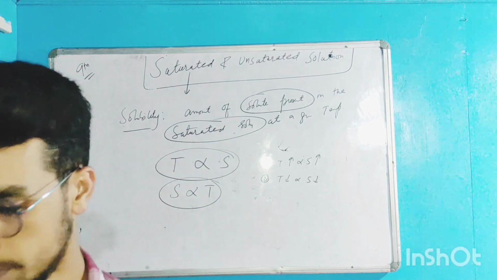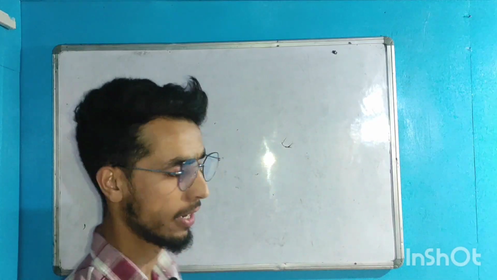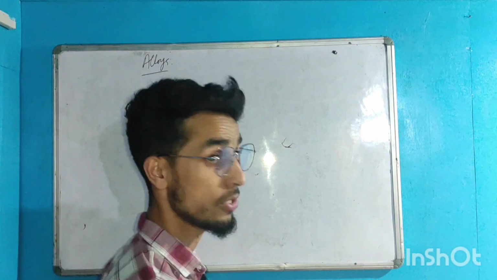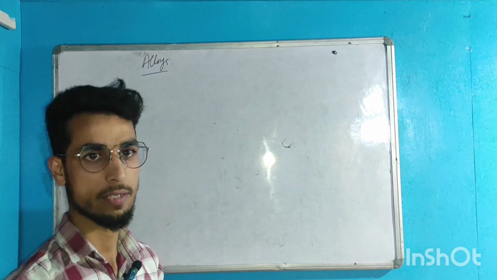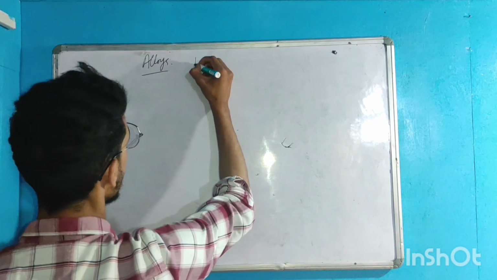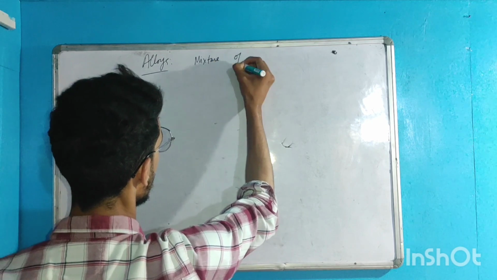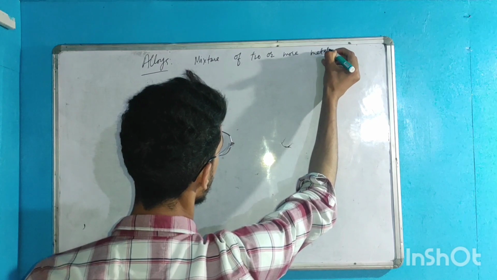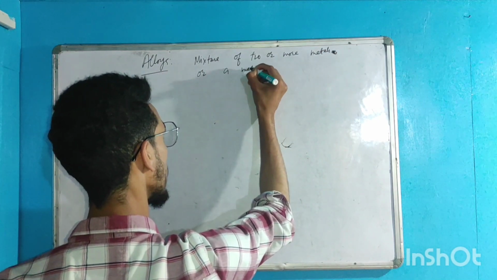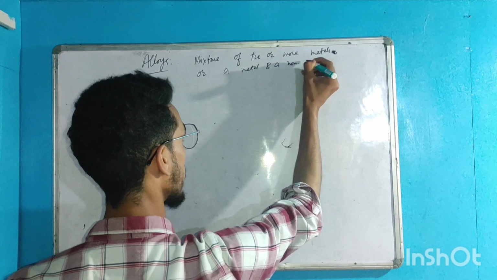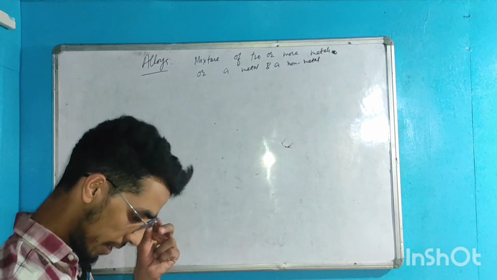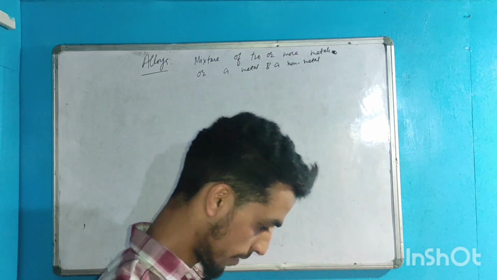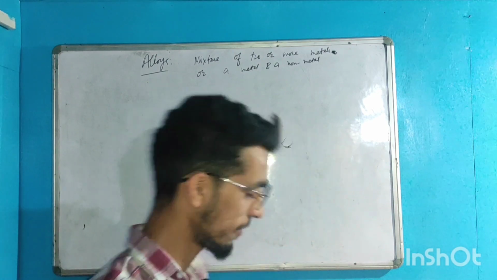Now, coming to our next topic, there is alloys. So what are alloys? Alloys are the homogeneous mixture of two or more metals, or a metal and a non-metal, and they cannot be separated into their individual components by physical methods.